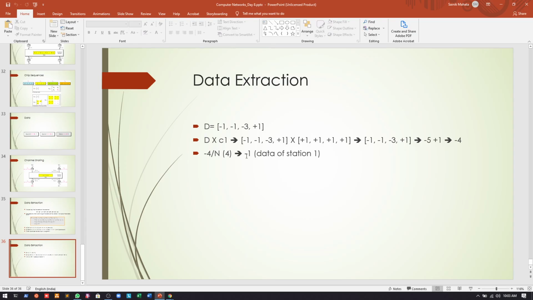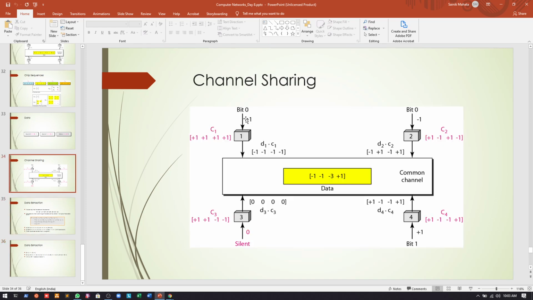And let us see if that minus 1 is the data of station 1 or not. So again, you can see that if I get minus 1, it is obviously the data of station 1. Okay, am I clear till this? Yes, sir. Yes. Okay.